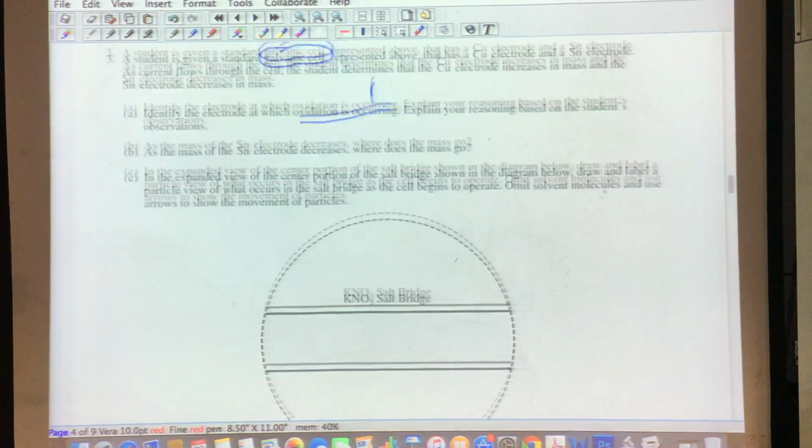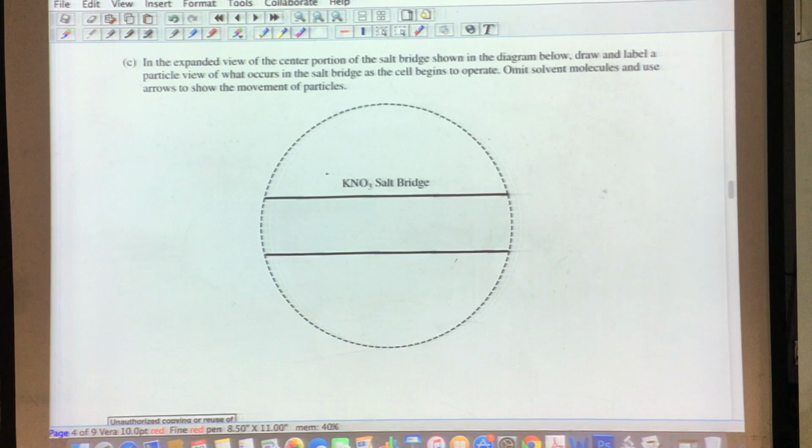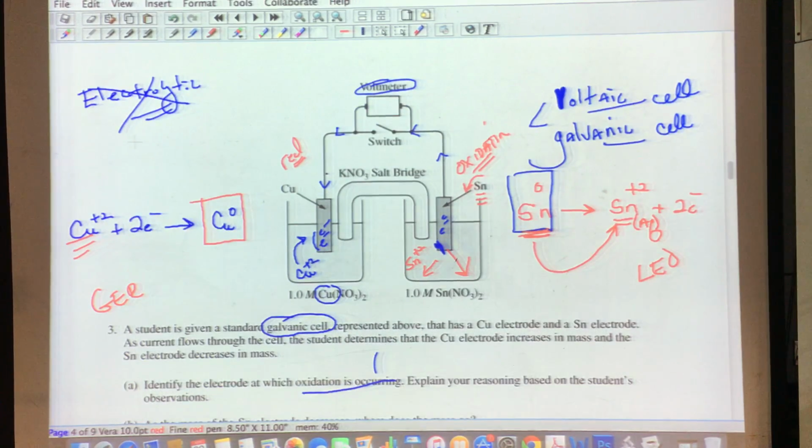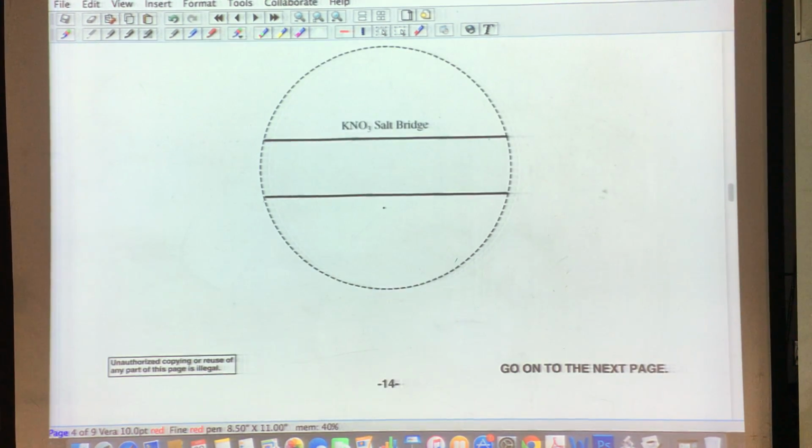Letter C. In the expanded view of the center portion of the salt bridge, draw and label the particle view of what occurs in the salt bridge as the cell begins to operate. Omit solvent molecules like water. All right. Well, what's happening here? We know that we can't really have a battery or a galvanic cell without a working salt bridge. And what I know in my salt bridge is I have K plus and I have NO3 minus. So I'm going to write that. Now, I have K plus and NO3 minus.